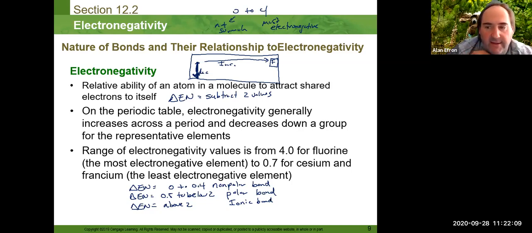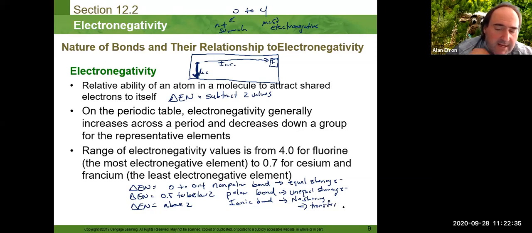So we could use these values to help us determine whether we would expect a nonpolar bond, or equal sharing of electrons, a polar bond where we would expect unequal sharing, or an ionic bond where we would get no sharing, a transfer of electrons. And again, it doesn't work perfectly 100% of the time, but pretty close to it. These are usually the cutoffs that we look at to help us decide those types of things.